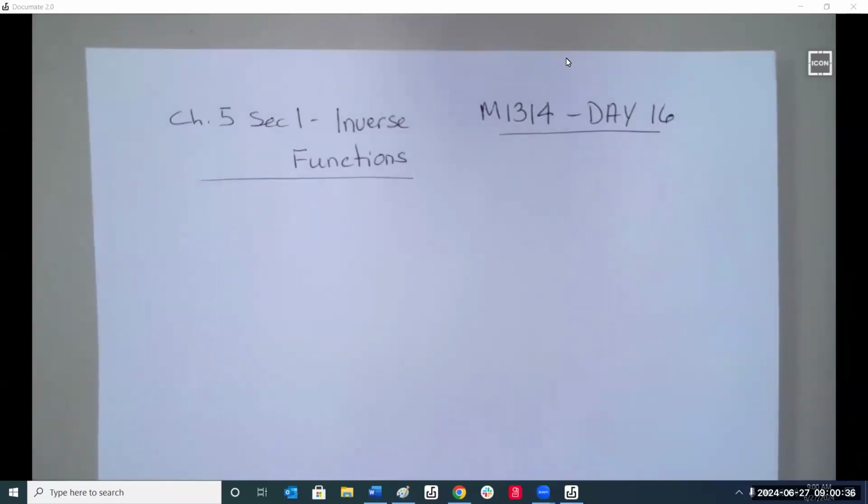All right, let's begin chapter 5. This is the last full chapter. And then chapter 6 only has one or two sections, so pretty sure.